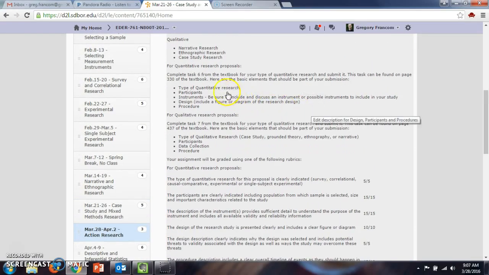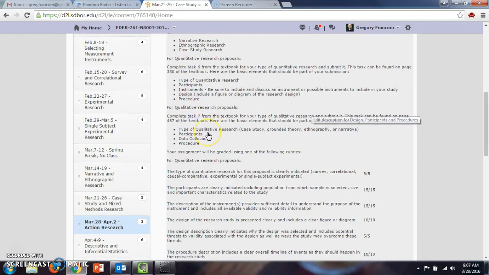So you actually have to state these types of things. The basic elements for quantitative research should be the type, participants, instruments, and design, and you have to discuss each of these in depth, like who are your participants and why? What are your instruments? What exactly is your instrument for your quantitative study? What is the design? Include a figure or diagram of the research design. And what procedure are you going to follow for your research? What's step 1? What's step 2? Each of these should go into quite a bit of depth on what you propose to do for your research study.